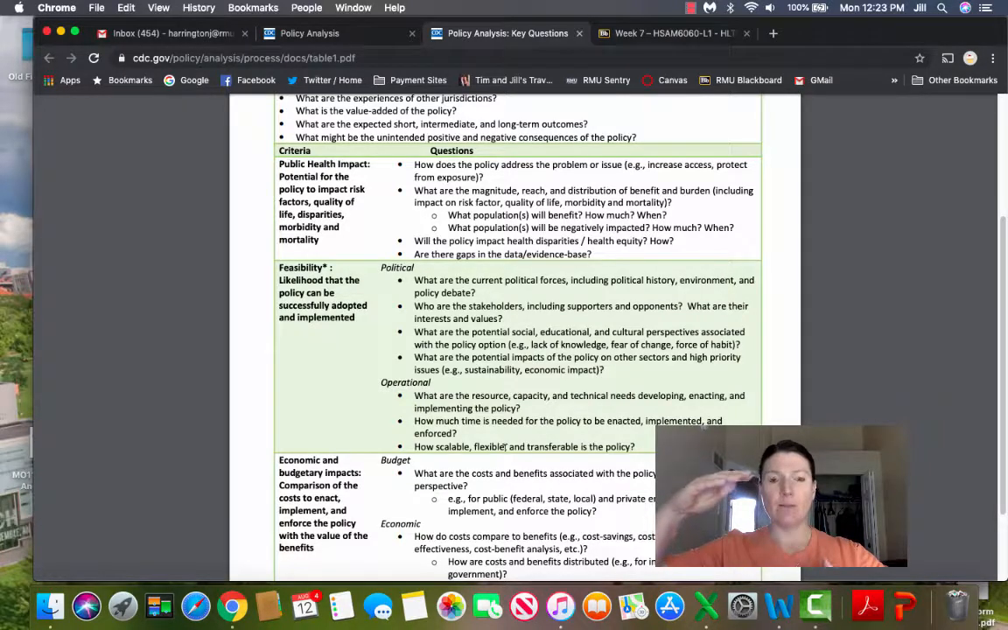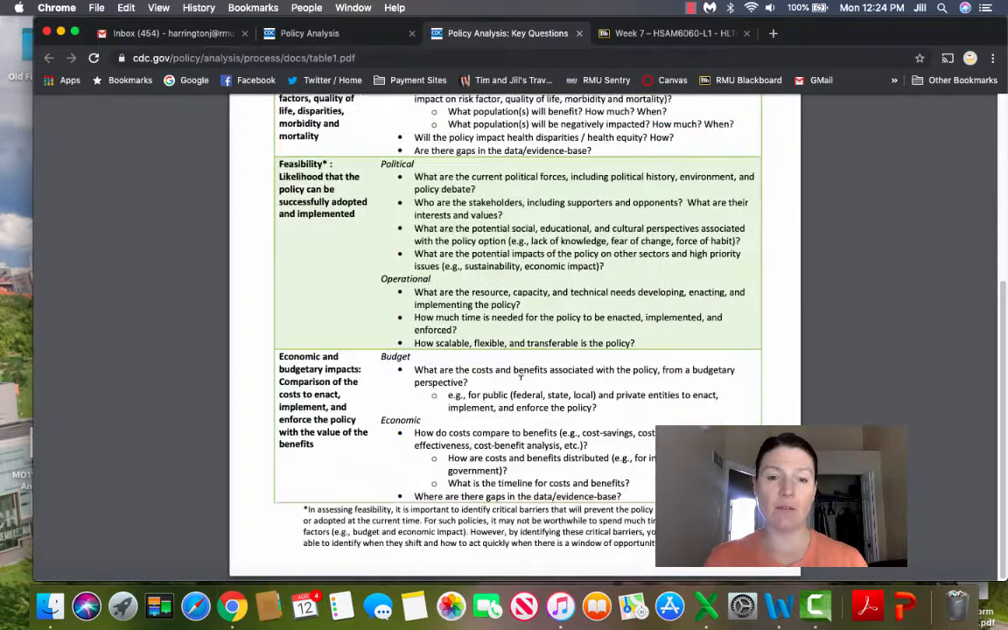So there are many policies that are scalable like that, and so how scalable is it? How flexible is it? How many resources is it going to require, etc. Kind of digging in further to that resource aspect, what are the costs and benefits associated with the policy? What is our return on investment?